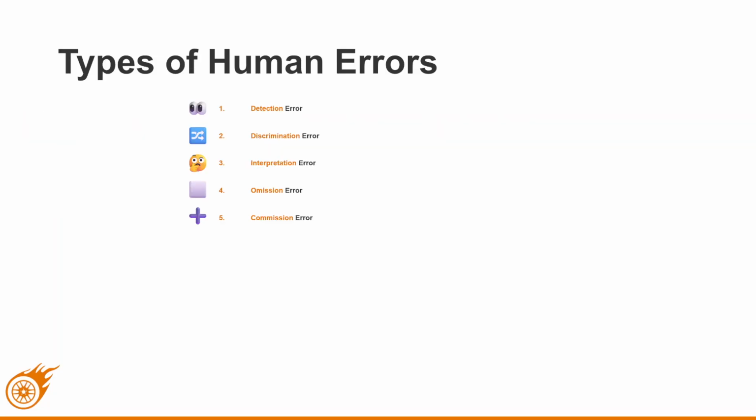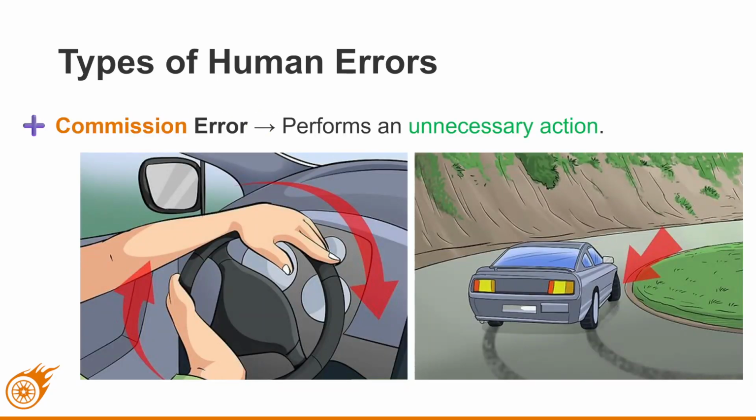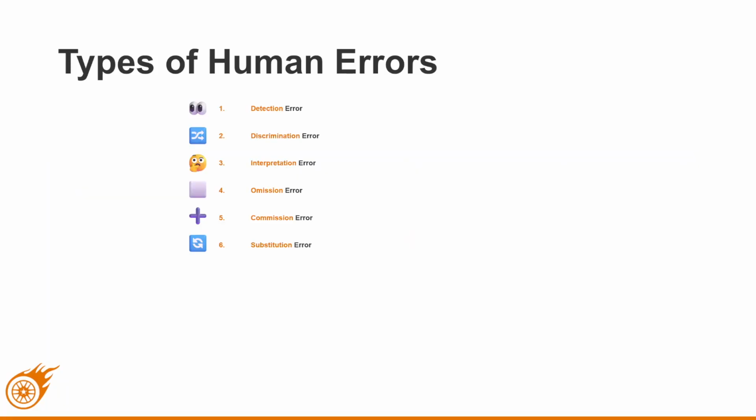Commission error. Commission error is essentially when the driver performs an added, extra, or unnecessary action. An example would be if they were for some reason overcorrecting the steering when the car is already stable. So, they're essentially adding an extra input that wasn't needed. The takeaway is to design controls to minimize these unnecessary inputs, ensuring drivers can make precise actions without accidentally overcompensating.